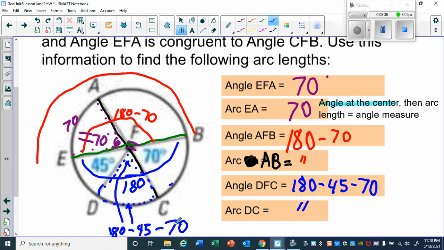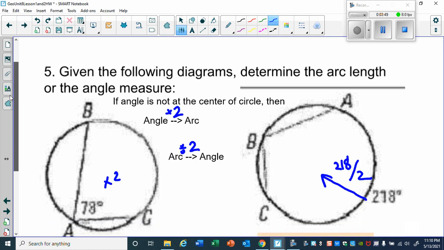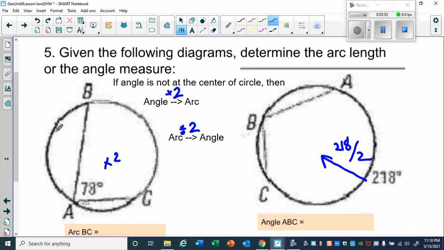Again, you have to identify which arcs come from which angles, and also identify whether it's a center angle or not a center angle. So these were center angles. These are not. If your angle is formed not at the center, but somewhere in the circle, to get the corresponding arc length, you multiply by 2. So going from angle to arc, multiply by 2. And going from arc to angle, just divide by 2. And that's how you get your angle measure here.